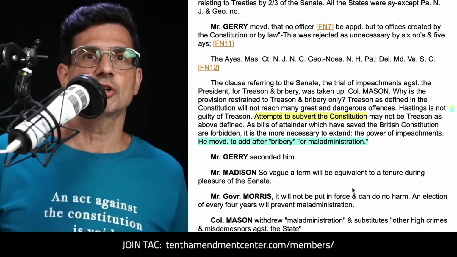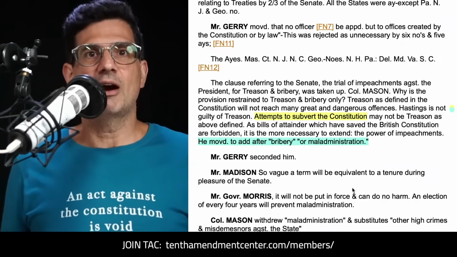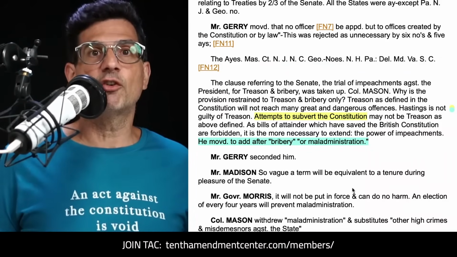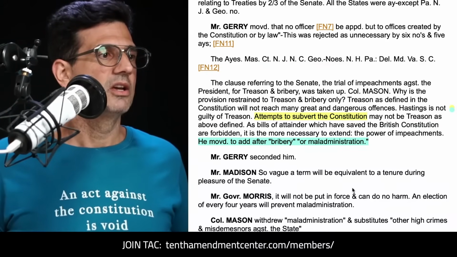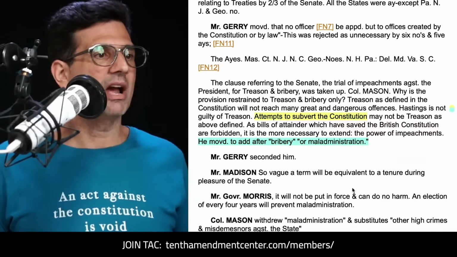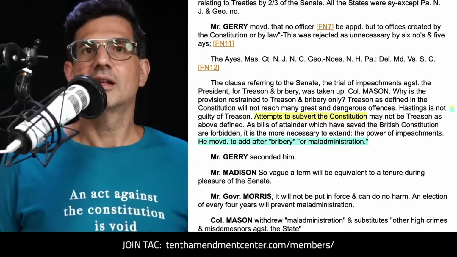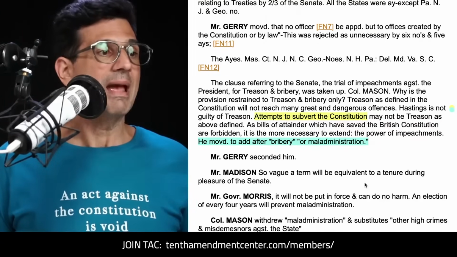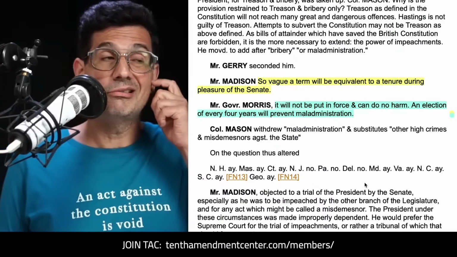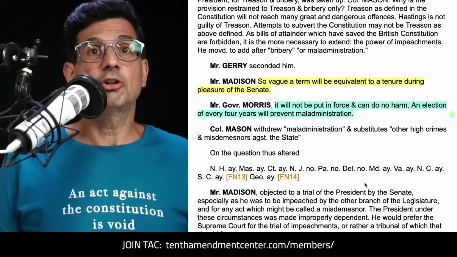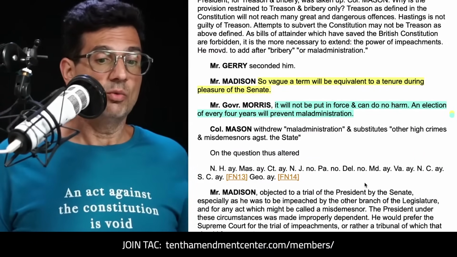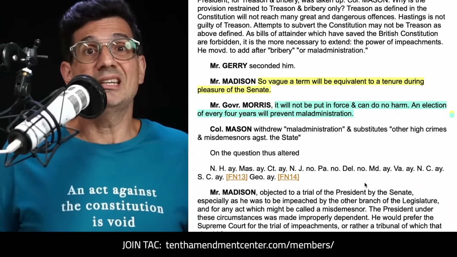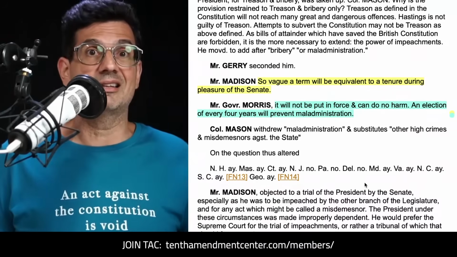It was very essential to have in the impeachment power the ability to get someone out of office when they subvert the Constitution. So he moved to add after bribery or maladministration. Now, James Madison, on the other hand, he wasn't too big of a fan of including that in the Constitution. He thought it was way too broad. And Governor Morris, on the other hand, really didn't care one way or the other. He was like, it doesn't even matter.